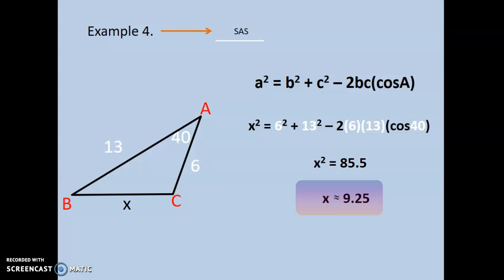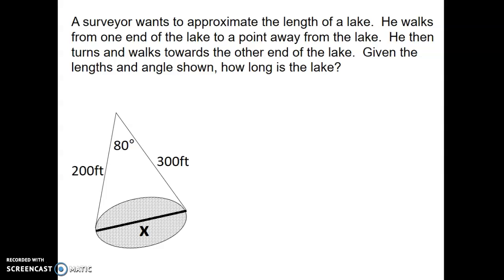Next, let's look at these as word problems. Here we have a surveyor who wants to approximate the length of a lake. He walks from one end of the lake to a point away from the lake. He then turns and walks toward the other end of the lake. Given the lengths and the angles shown, how long is the lake? This is a side angle side problem.